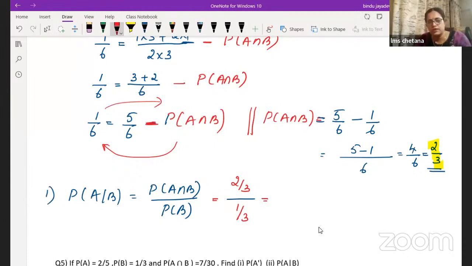Now change to multiplication. That means 2 upon 3, multiplication comes. Therefore, automatically the 1 upon 3 fraction flips to 3 upon 1. 3 you can cancel. Therefore, what is going to come here? 2 upon 1. That is, the answer is 2.